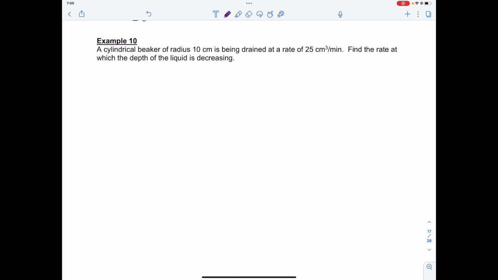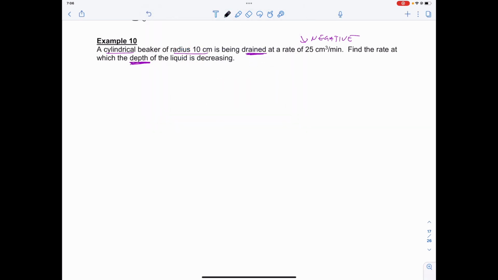For example 10, a cylindrical beaker with a radius of 10 centimeters is being drained at a rate of 25 centimeters cubed per minute. Find the rate at which the depth of the liquid is decreasing. Well, what do we know? We know that this is going to be a cylinder. We know the radius. We know the rate it's being drained at, so that's going to be a negative rate. And we're trying to find the rate for the depth.